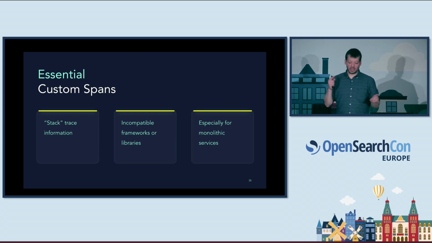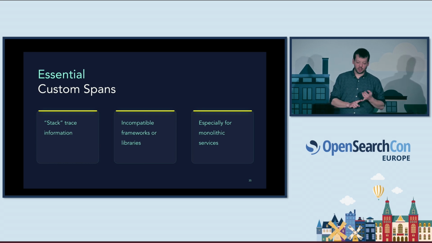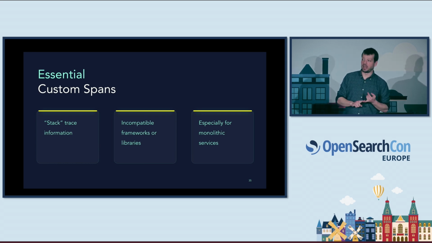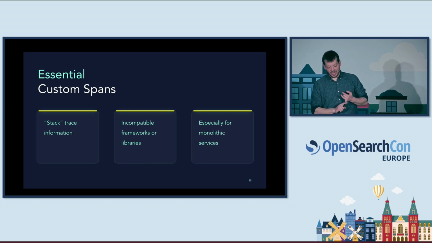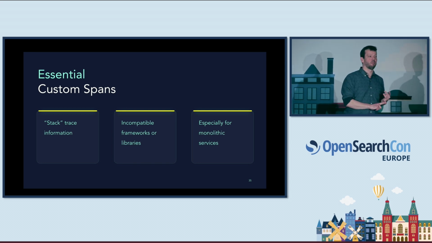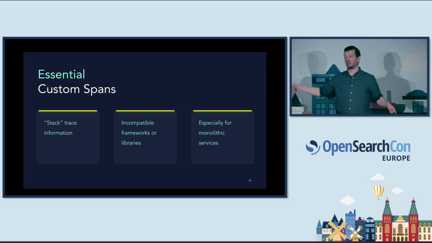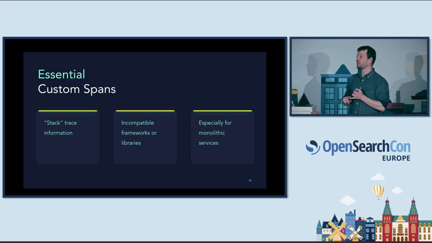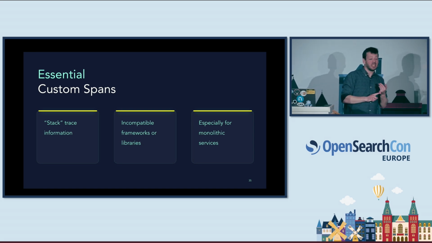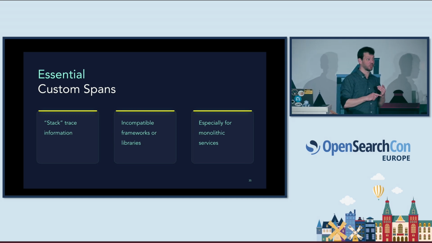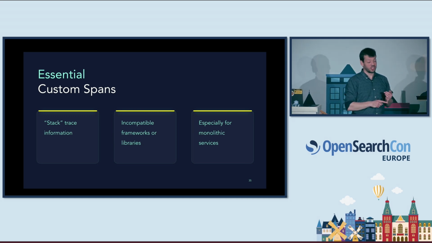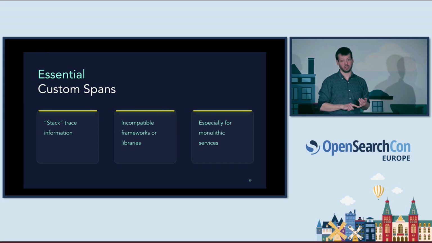We also need to make sure that we have any incompatible frameworks or libraries documented. I already talked about how to do that. Please contribute to the upstream instrumentation libraries. And this gets really, really important if we're talking about monolithic services where we don't have network hops. It also gets important if we're not using HTTP as our primary network communication, because for the most part, these auto-instrumentation libraries are very, very strong for HTTP and pretty much non-existent for other things like IPC or RPC.